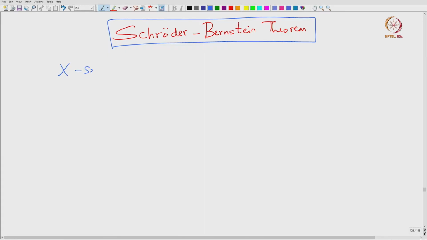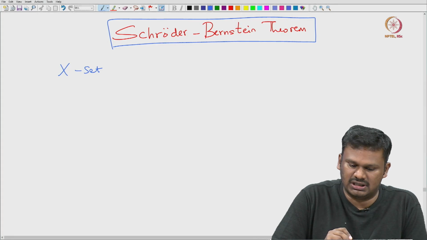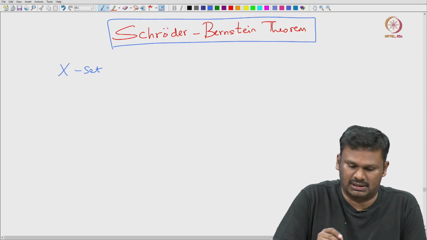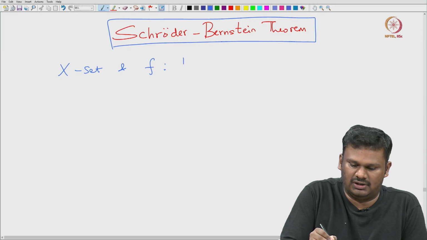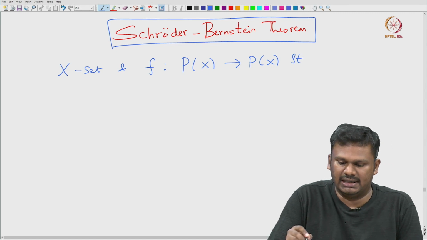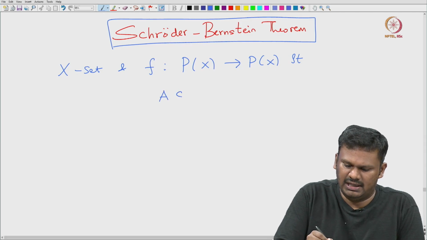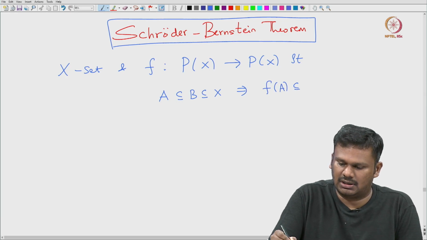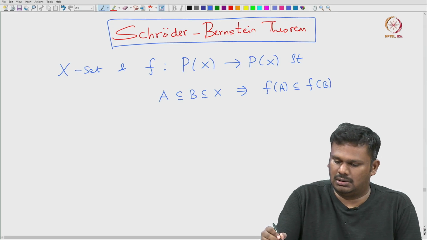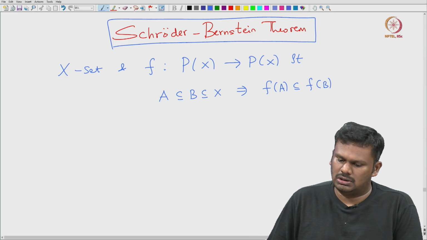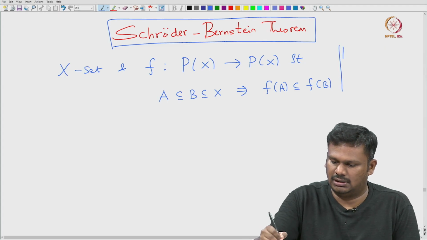So, let us say we have a set, let us call it X, and we are going to look at an increasing function from the power set of X to the power set of X. So, let us say f is a function from power set of X to power set of X such that it is increasing with respect to inclusion. That means whenever A is a subset of B subset of X, then that should imply that f of A is a subset of f of B.